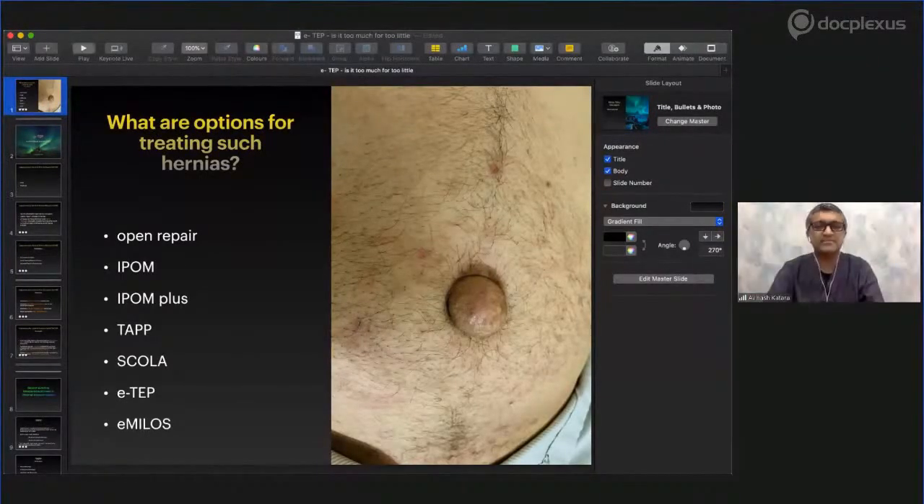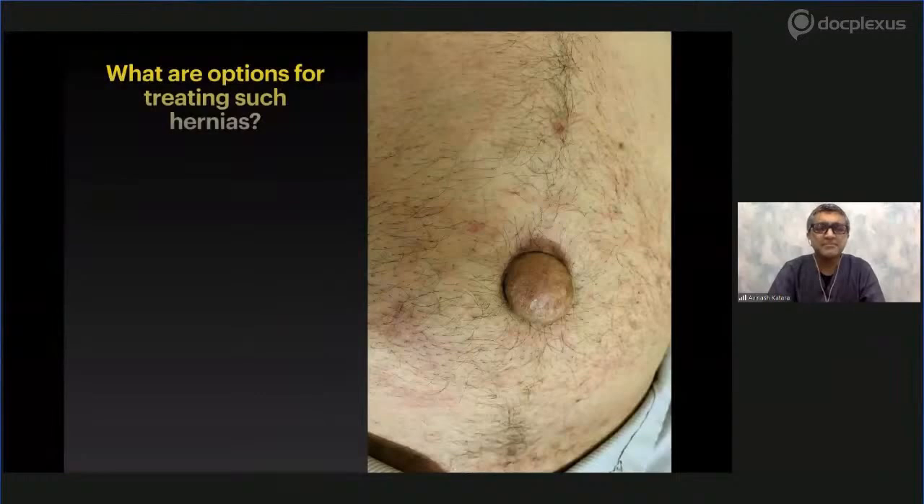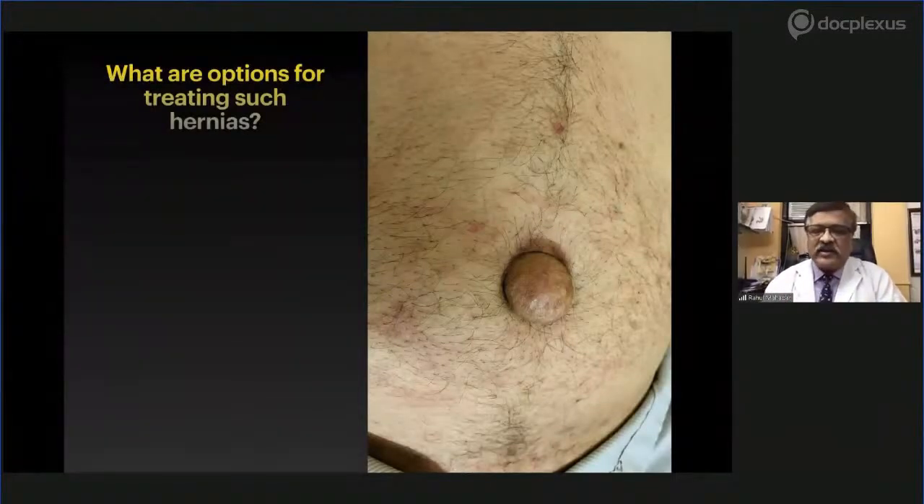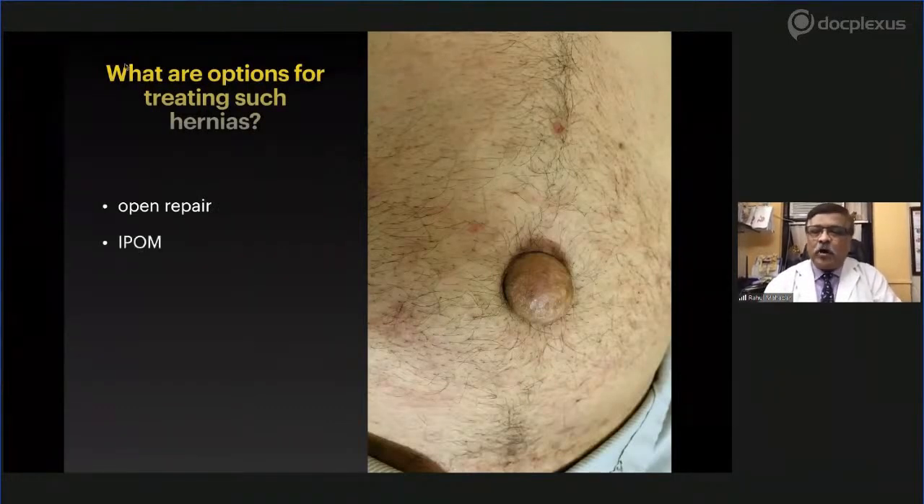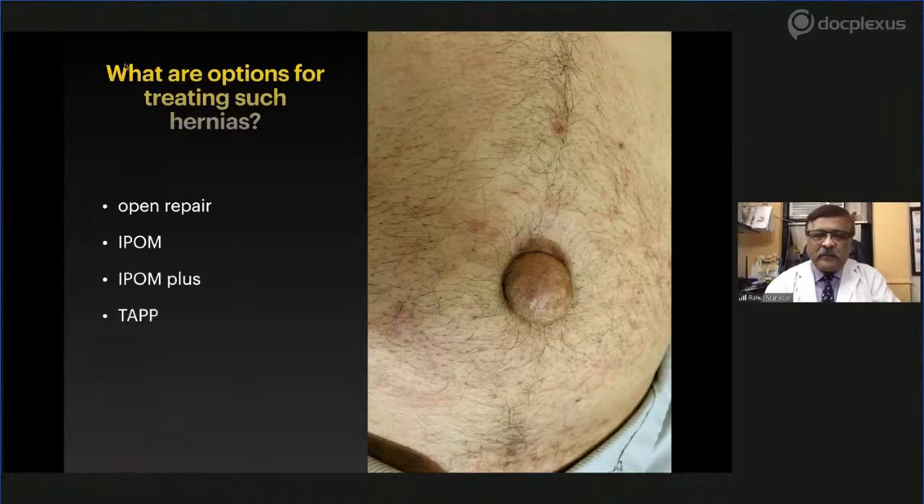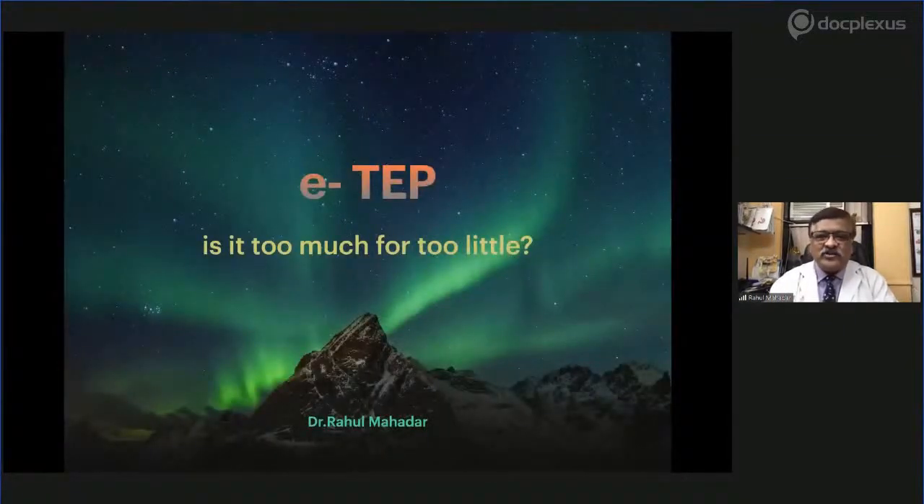Go ahead, please. Okay. So what are the options for treating such hernias? One is the open repair, other is the IPOM, IPOM plus, TAPP, TAP procedure, COLA or SCOM, E-TEP repair, and the EMILOS. I'm a hernia surgeon. I'm doing all these procedures. But today I'm here in front of you to tell you, E-TEP, is it too much for too little?